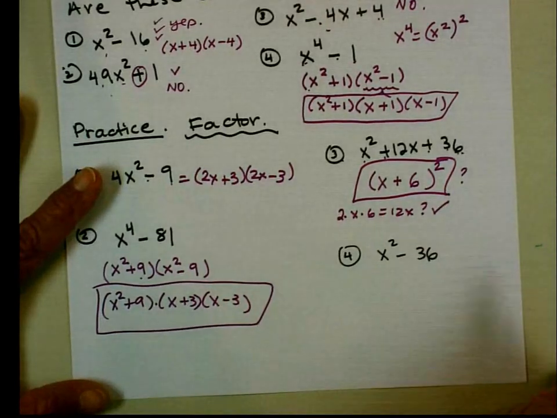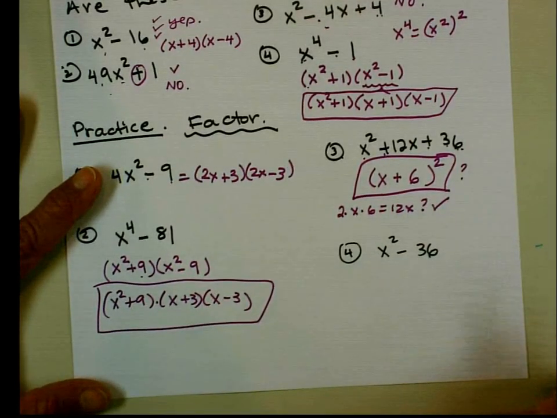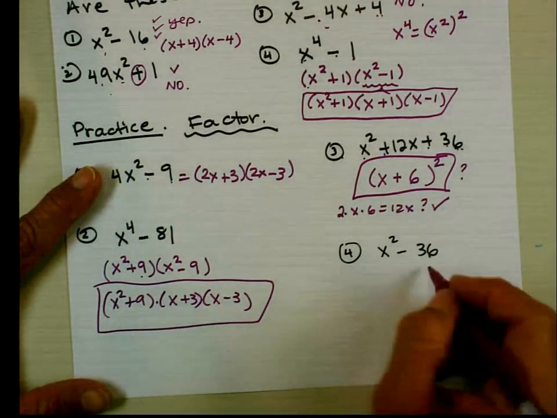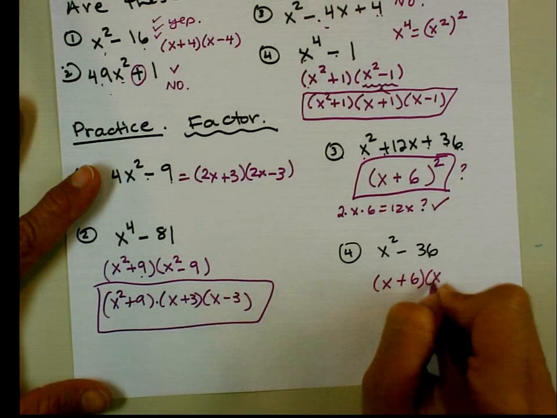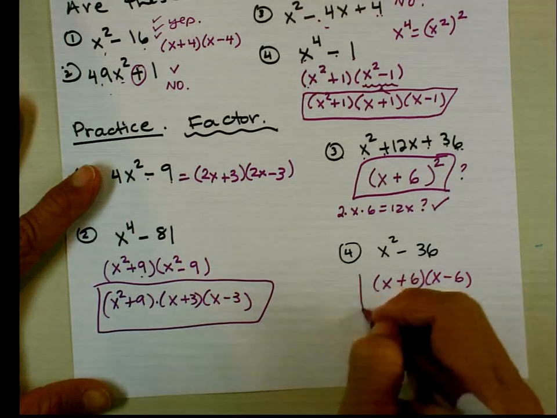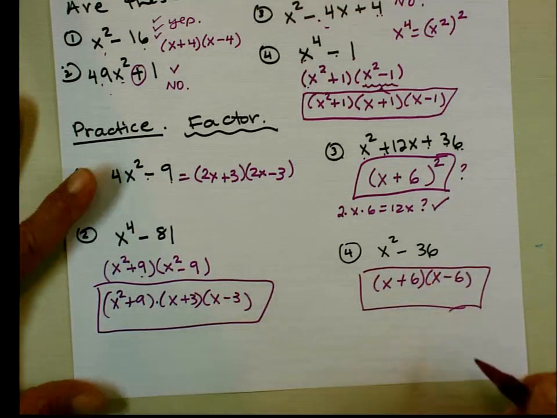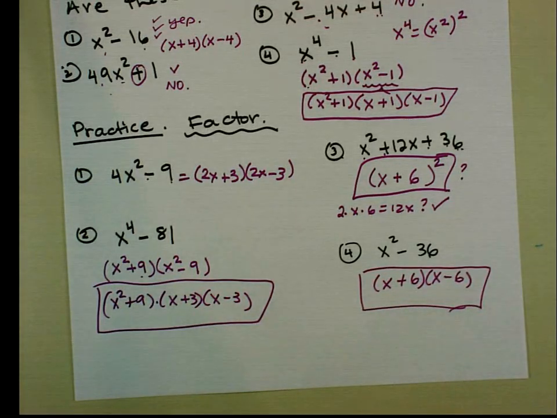And the last one, x squared minus 36. Difference of squares, indeed. X plus 6 times x minus 6. Okay, so that is a special pattern, 2 special patterns you should be on the lookout for.